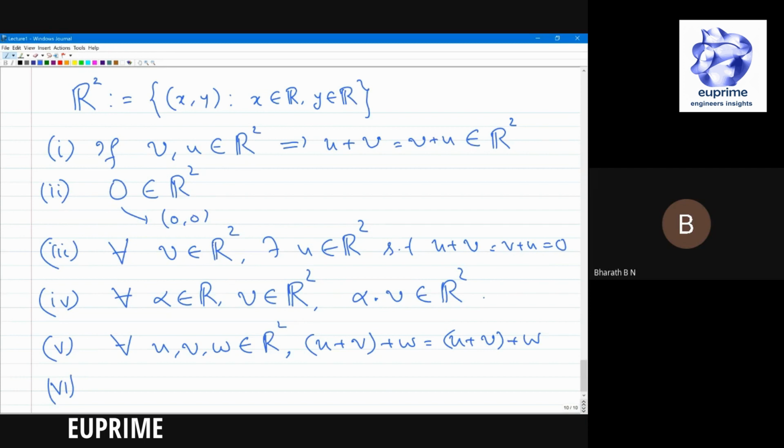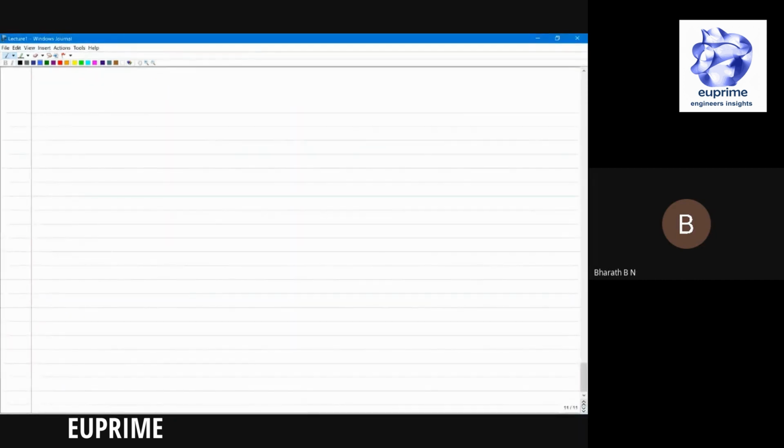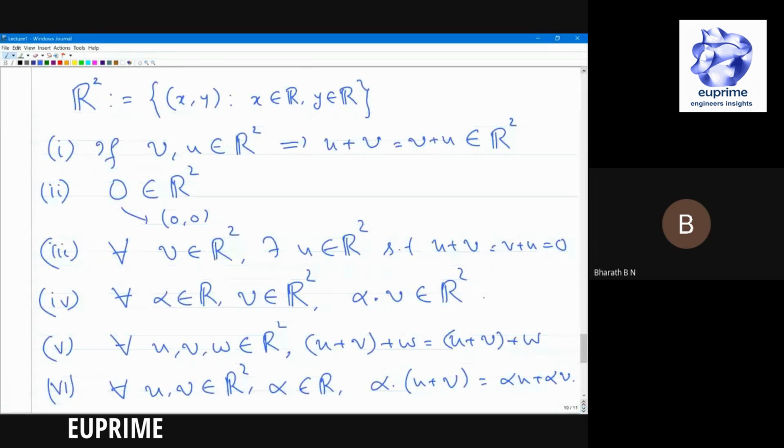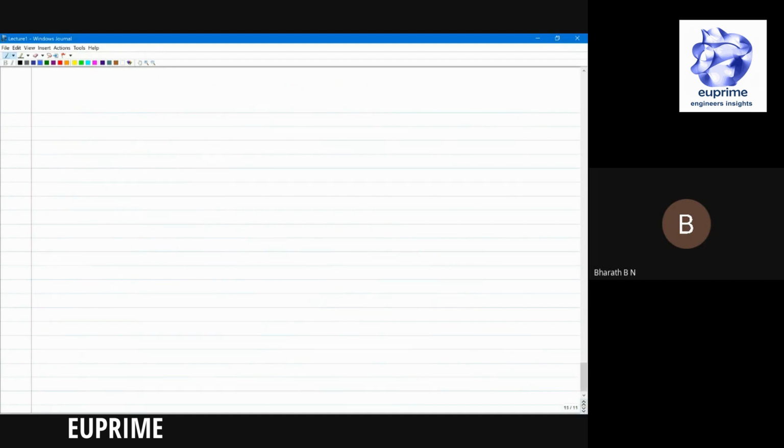So what else? Anything else that we can write? So for every u, v in R2, alpha in R, alpha times u plus v is alpha u plus alpha v. This is another property. You agree? Anything else? Did I forget anything? Let me see if I have forgotten anything. So one more thing, another boring one.